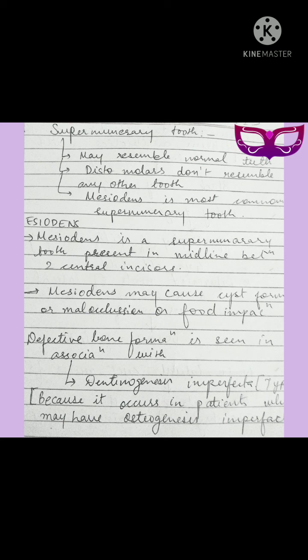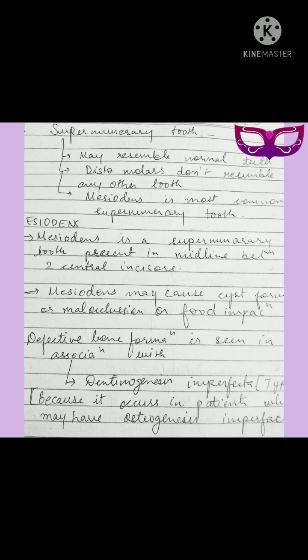And mesiodens is the most common supernumerary tooth. So the supernumerary tooth may resemble normal tooth. The distomolars don't resemble any other tooth. They are the tooth present distal to the third molar, and mesiodens is the most common supernumerary tooth. So what is mesiodens? Mesiodens is a supernumerary tooth present in the midline between two central incisors, and mesiodens may cause cyst formation, malocclusion, or food impaction.